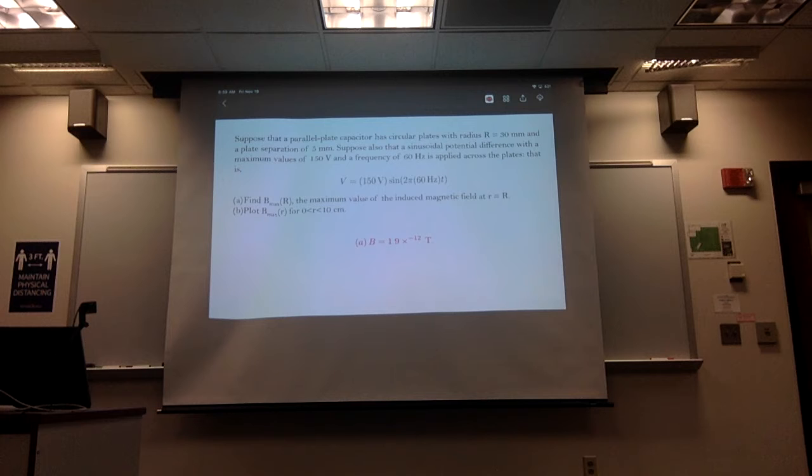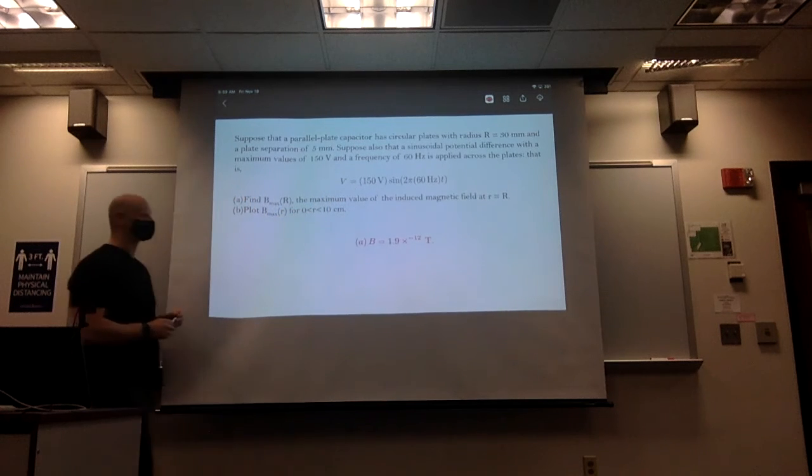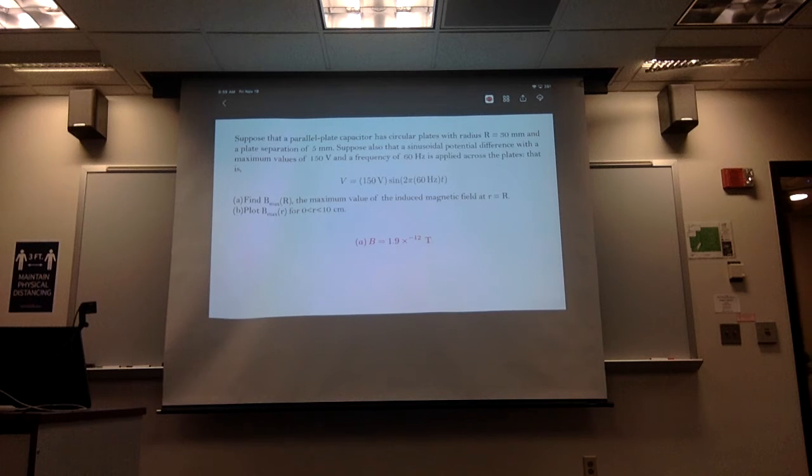So this says that we have a parallel plate capacitor that has a circular plate of radius 30 millimeters and separated by a spatial distance of 5 millimeters. And then this has a sinusoidal potential between the plates, which is 150 volts times sine of 2 pi times the frequency, which is 60 hertz, times the time. And this wants us to do two things.